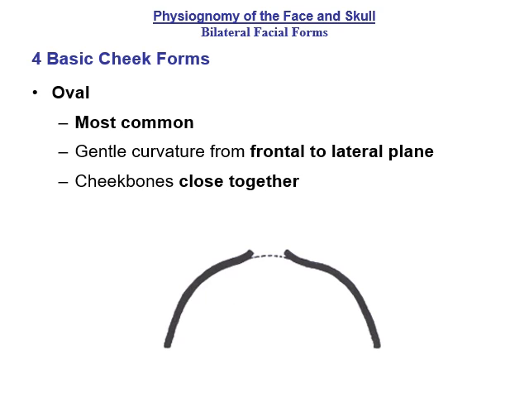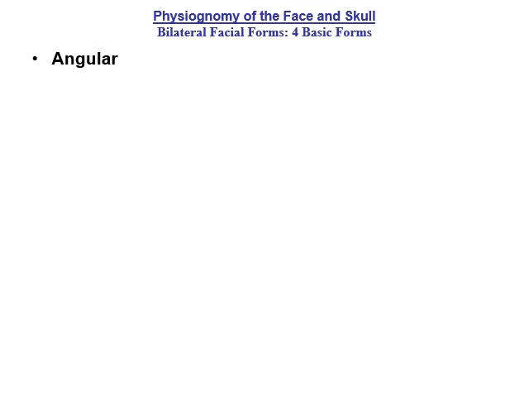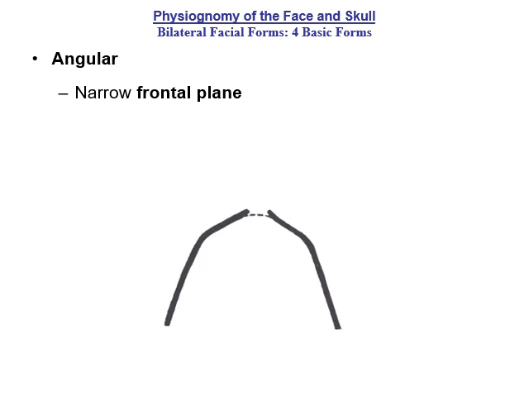Now, if you have an oval basic cheek form and you lose a lot of weight, you will end up with maybe an angular basic bilateral facial form. This has a very narrow frontal plane, same as the oval, because the cheekbones look close together. It's just you don't have a lot of extra adipose tissue, so you have a large flattened lateral plane. The surfaces will oftentimes show concavities, so kind of sunken-in cheeks when you go angular.